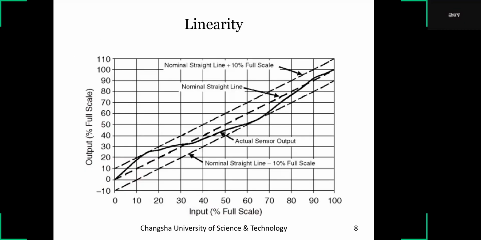This is the concept of linearity. This is the nominal straight line. If the signal is between the nominal straight line plus 10% full scale and the nominal straight line minus 10% full scale, in this range we call it good linearity.